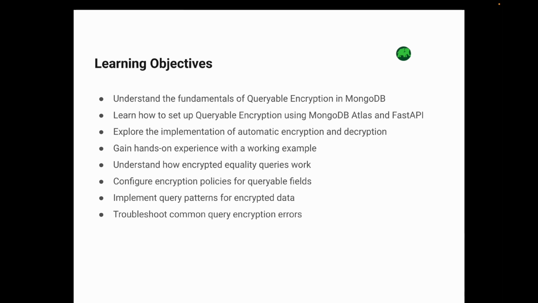We're going to understand the fundamentals of queryable encryption in MongoDB. Learn how to set up queryable encryption using MongoDB Atlas and FastAPI. Explore the implementation of automatic encryption and decryption. Learn how encrypted equality queries work. Configure encryption policies for queryable fields. Implement query patterns for encrypted data. Troubleshoot common query encryption errors.